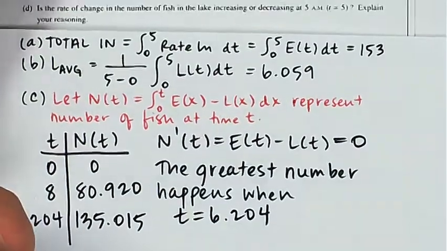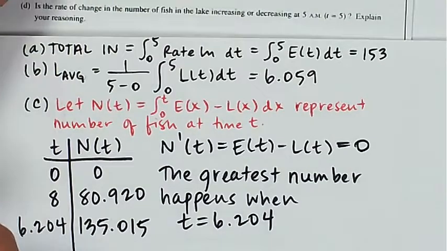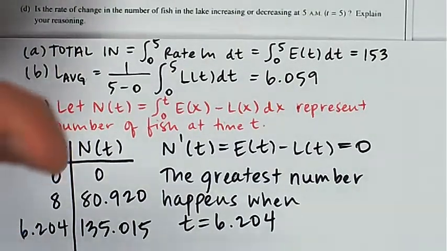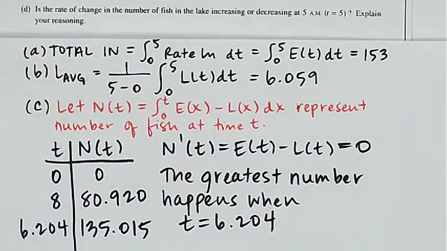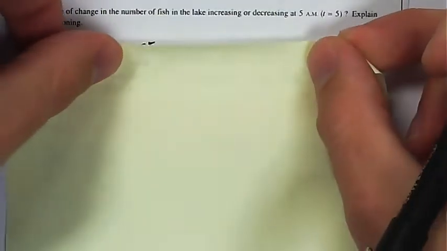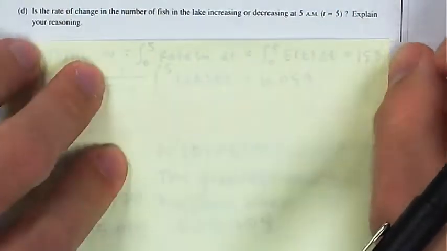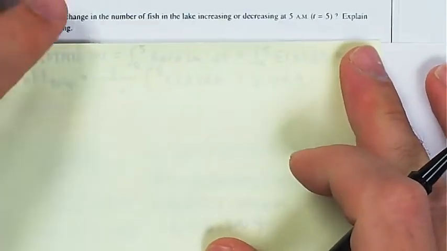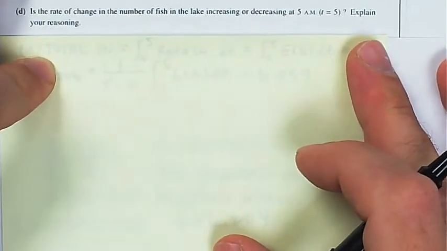All right, and then for part D, is the rate of change in the number of fish in the lake increasing or decreasing at 5 a.m.? Explain my reasoning. Okay, I'm going to just grab a quick Post-it note and paste it on top of all of this work because this is not going to take long. All right. So the total, or is the rate of change in the number of fish in the lake.